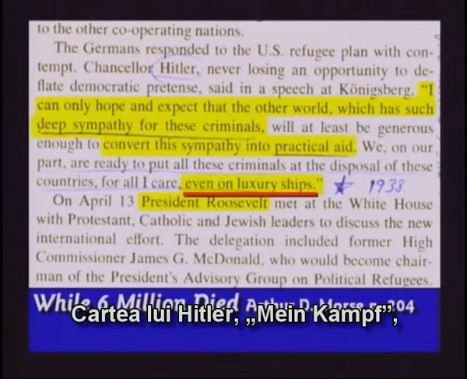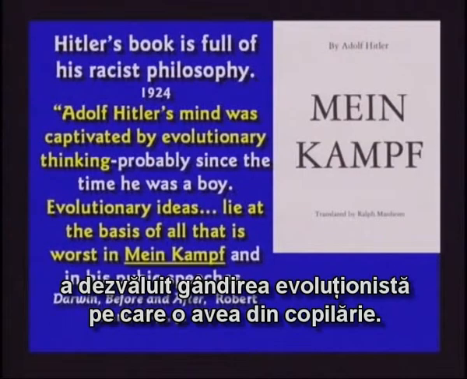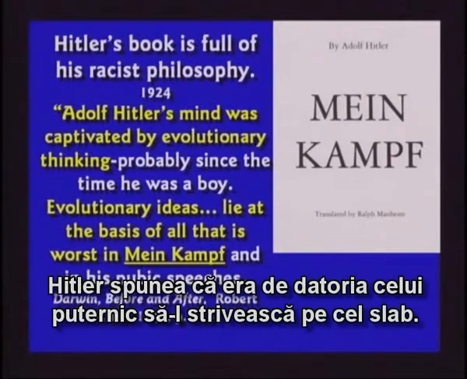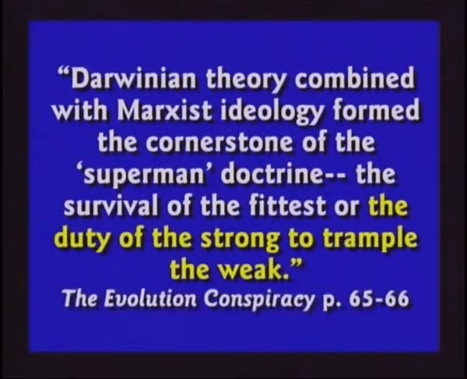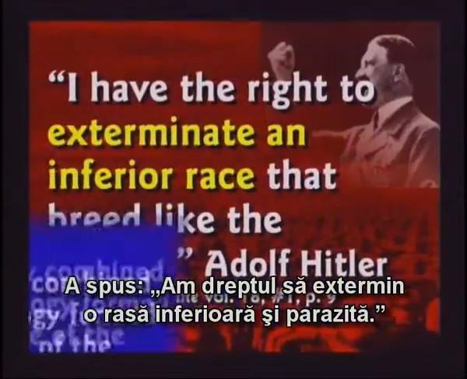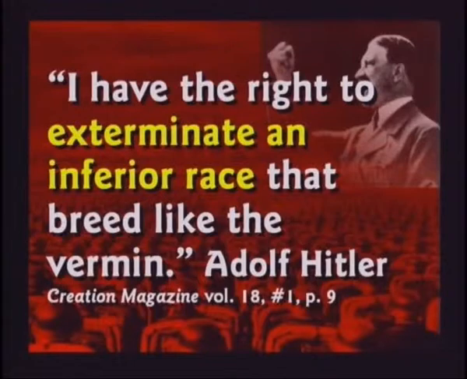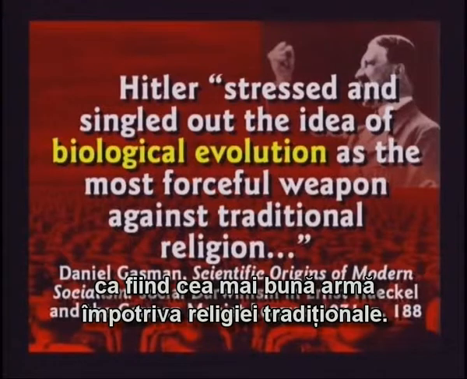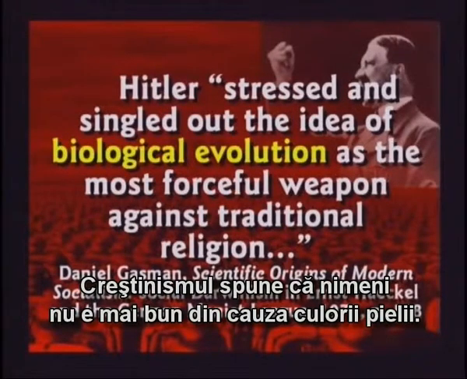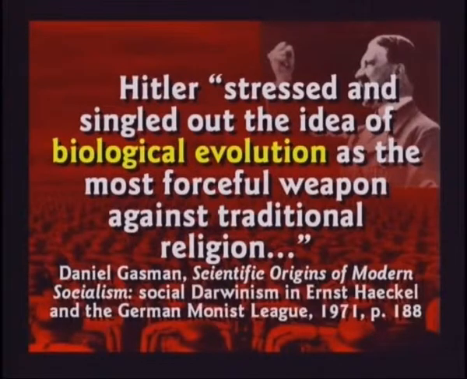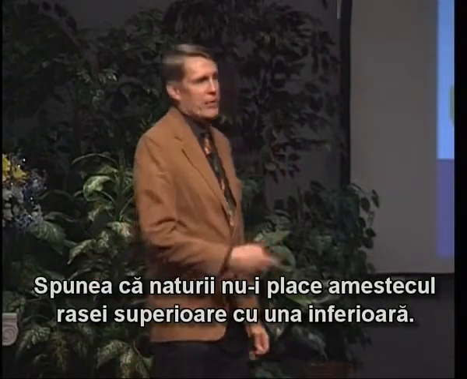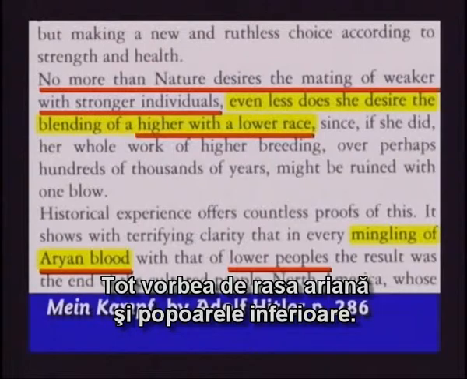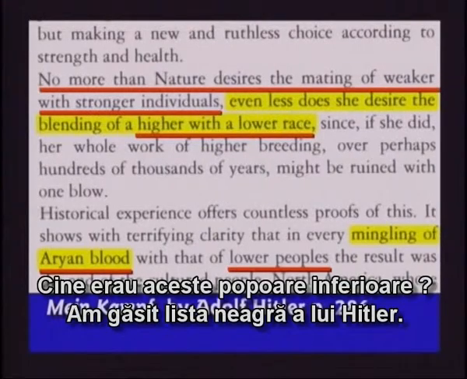Hitler's book, Mein Kampf, showed his evolutionary thinking, which he had probably since he was a boy. This guy says, evolutionary ideas lie at the basis of all that is worst in Mein Kampf. Hitler said it was the duty of the strong to trample the weak. He said, I have the right to exterminate an inferior race that breed like the vermin. Hitler singled out the idea of biological evolution as the most forceful weapon against traditional religion. See, traditional religion, like Christianity, says nobody's better because of the color of their skin. Hitler didn't like that idea. He said, nature doesn't like the blending of a higher with a lower race. He kept talking about Aryan blood and lower peoples. Who's a lower people, Adolf?